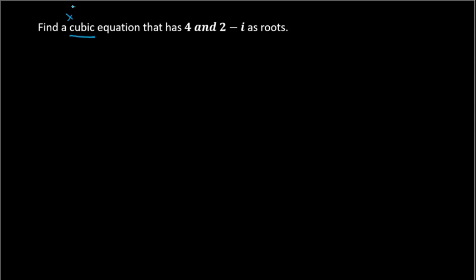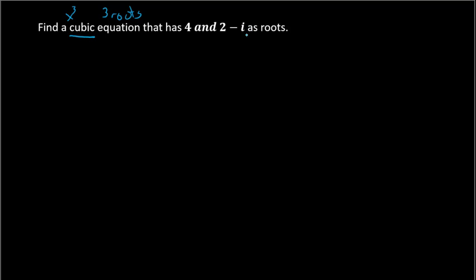Let's take a look at one more example, where we are told to find a cubic equation that has 4 and 2 minus i as roots. All right, so this one is a little more convoluted, still the same kind of process here. But cubic implies that it's going to be something to the third power, which means we have 3 roots. Here we have 2 listed.